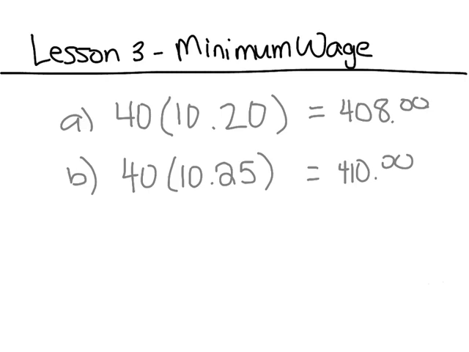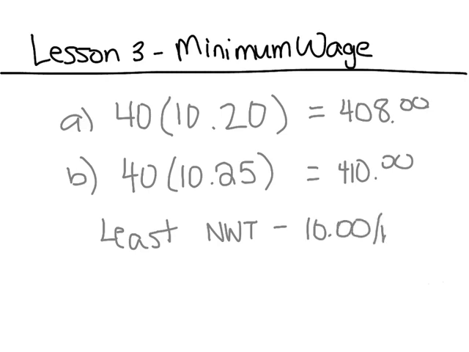And then which province would he make the most or the least? So the least amount is the Northwest Territories, which is $10. And the highest minimum wage is between Nunavut and Ontario. They make $11 an hour.